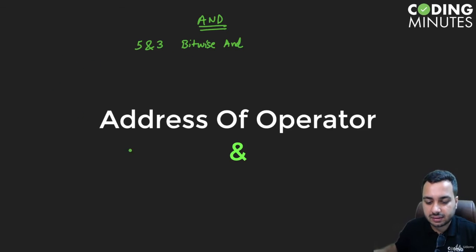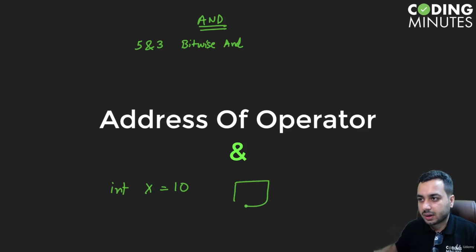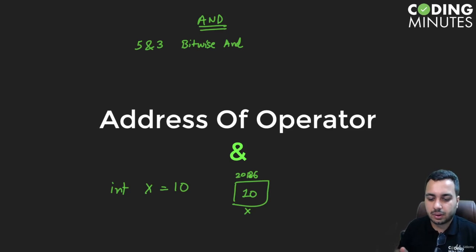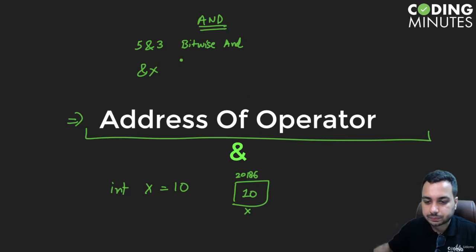Suppose you have a variable x, and it is storing some value, let's say 10. So x is a bucket in the memory and it is storing some value, and this bucket may have some address. Let's say this address is 20186. Now when you are going to print &x, that means give us the address of the bucket. So this is where the address of operator fits in. So &x is basically the address of x. If you print this value you will get this output 20186.